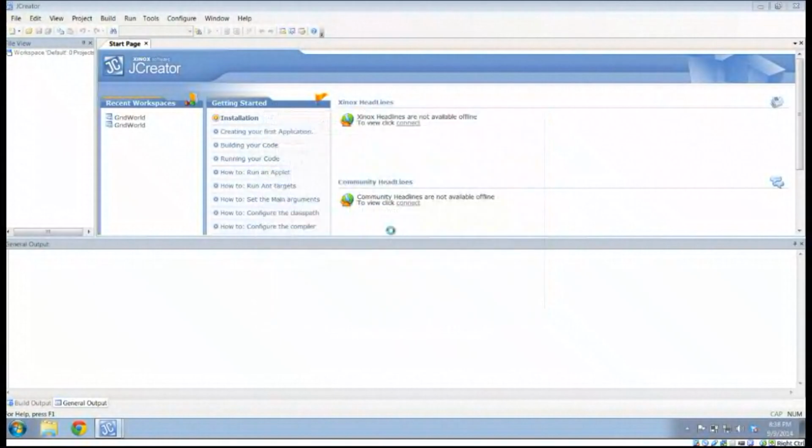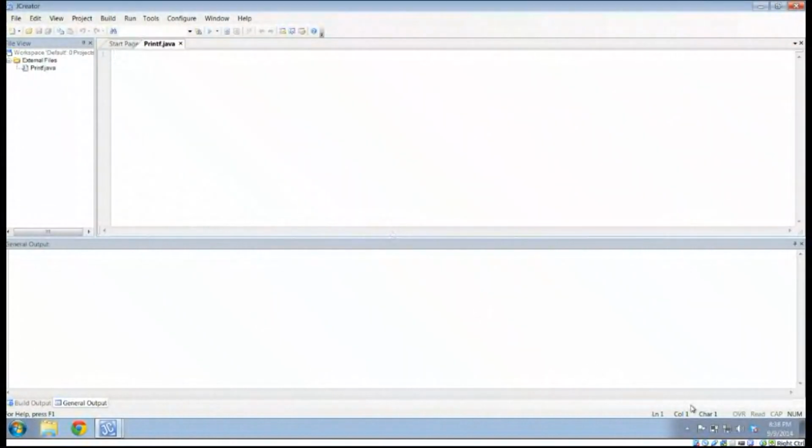So I'm going to go ahead and create an empty class file. We're going to call this printf.java, just to kind of illustrate stuff. So public class printf and public static void main string args.